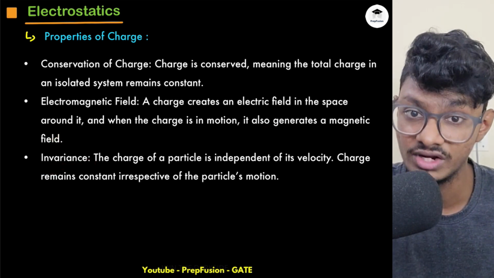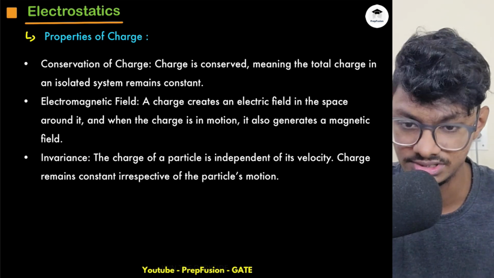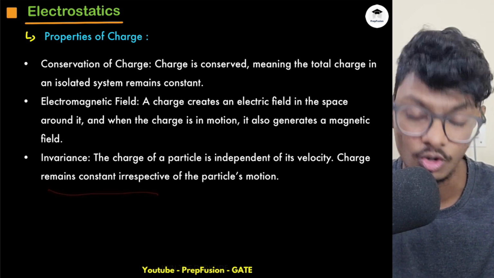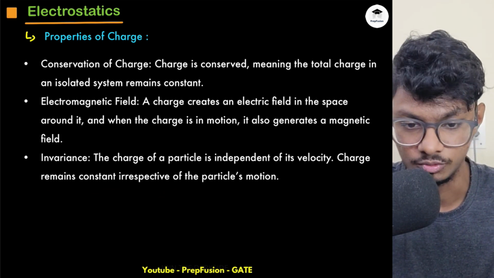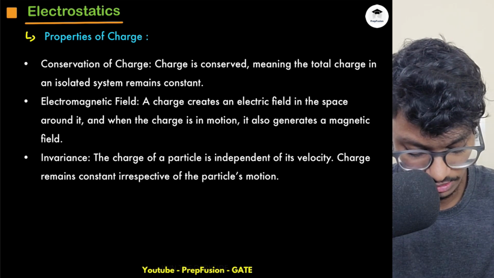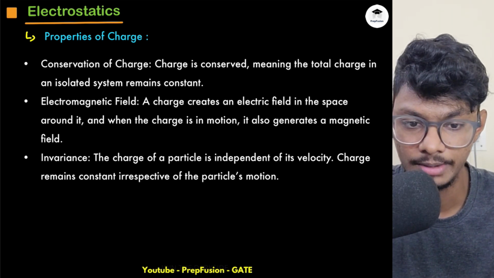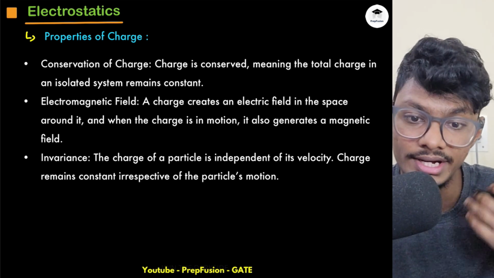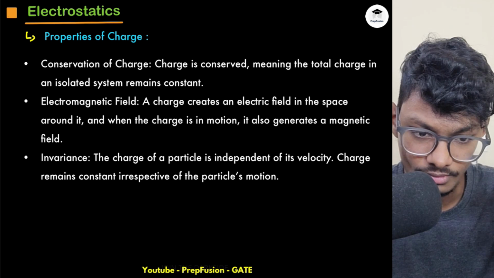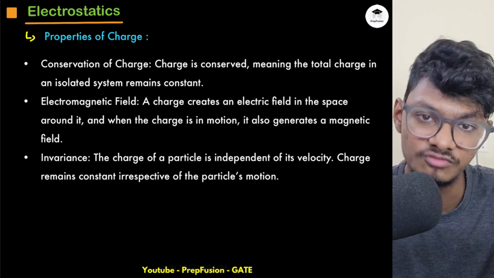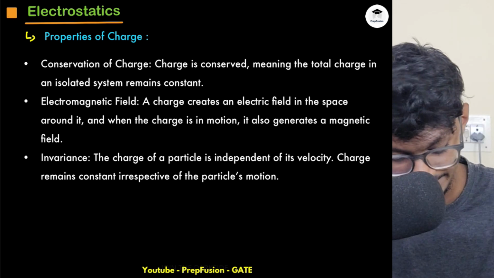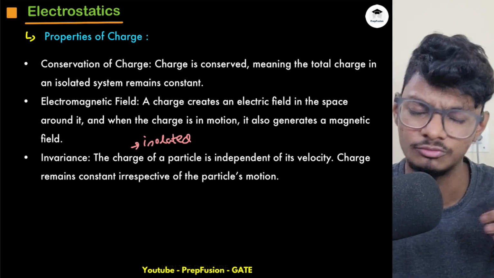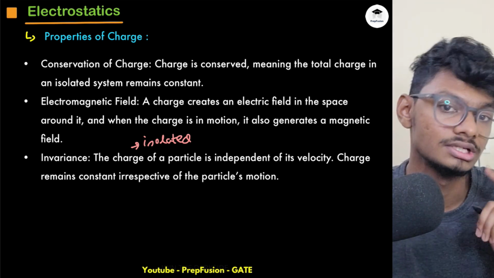Invariance is a very good property. What does invariance mean? The charge of a particle is independent of its velocity. Charge remains constant irrespective of the particle's motion. Whatever motion the particle is going through, the amount of charge that object has will be independent. Obviously it should not come under the influence of any other object; first of all, it has to be isolated from everything else. And if the object is moving at whatever speed, the speed of light or 100 meters per second, the charge will still be constant.